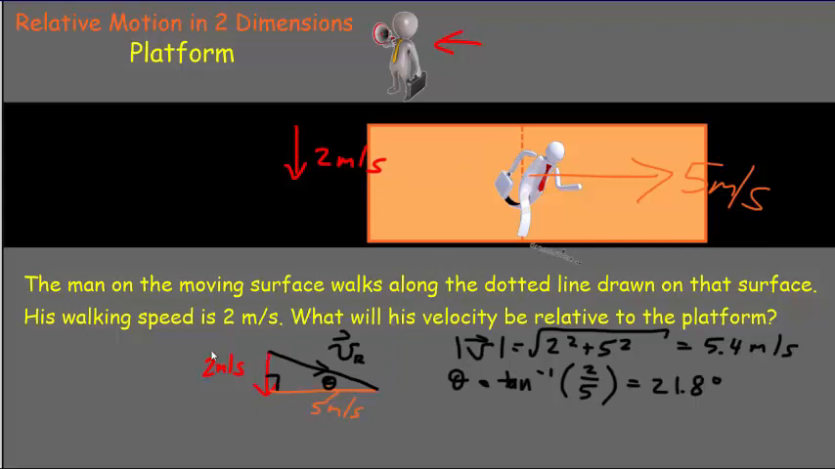And so the angle that we've just calculated, that 21.8 degrees, is right here or here. So what we're seeing is that he would go off at this 21.8 degrees from this vector to the right. And he'd be seen moving at a speed a little greater than 5 meters per second.